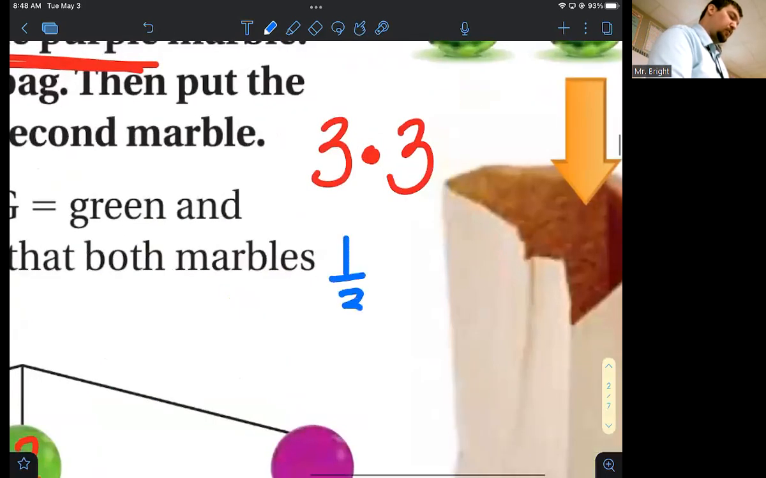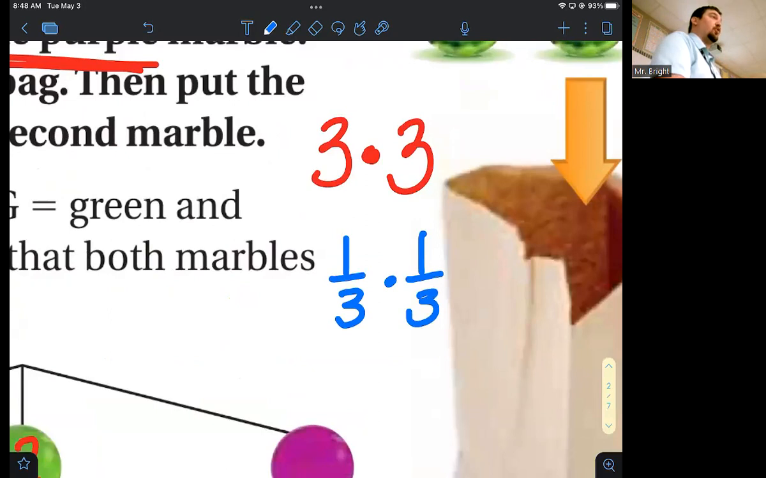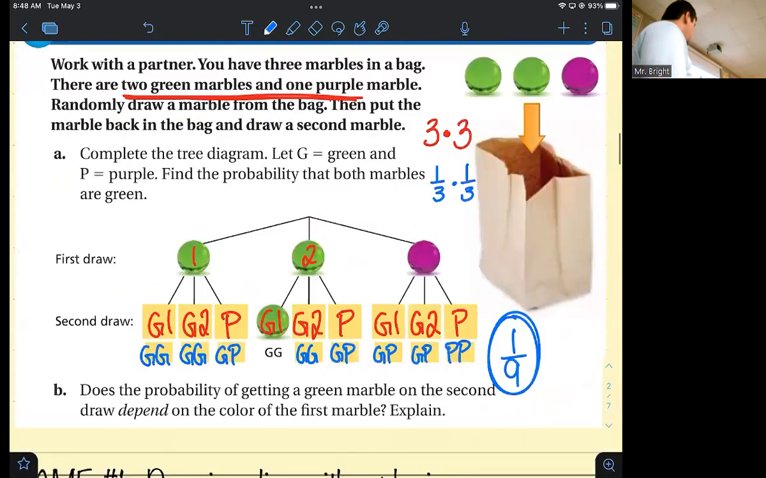1 out of 3 of the marbles was purple. And if I put it back, 1 out of the 3 marbles is purple. And so there should be a 1/9 chance of drawing both purple marbles. There's a 1/9 chance of drawing both purple marbles. That's pretty small.